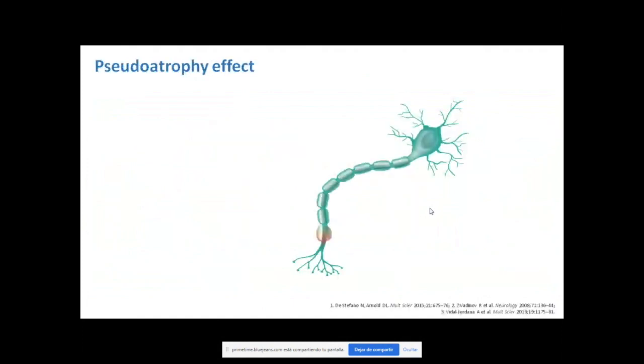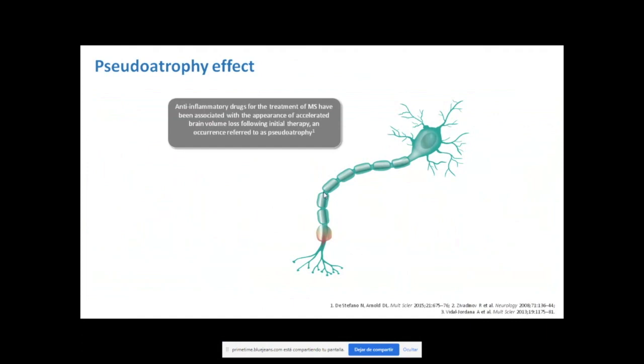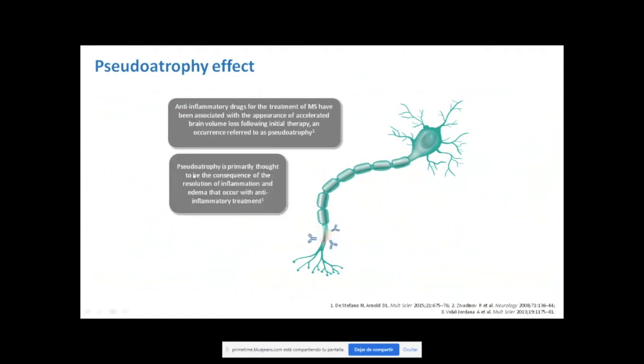So let's talk a little bit about the pseudo-atrophy effect. This is a very well-known effect described some years ago, and it is related to the effect of anti-inflammatory drugs. Most of the disease-modifying treatments have this anti-inflammatory effect. Particularly in patients with a high degree of inflammation, this accelerates brain volume loss once we start the therapy. So pseudo-atrophy is the consequence of the resolution of this high inflammatory activity with these drugs.